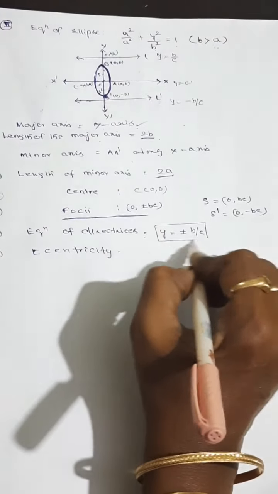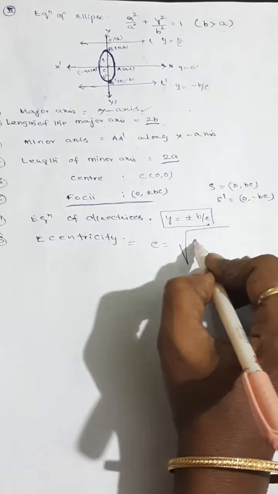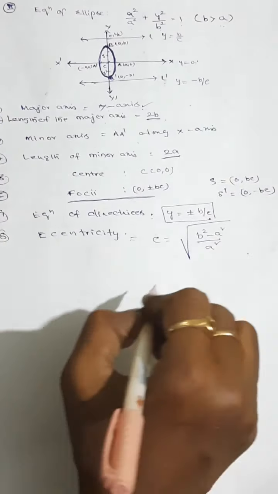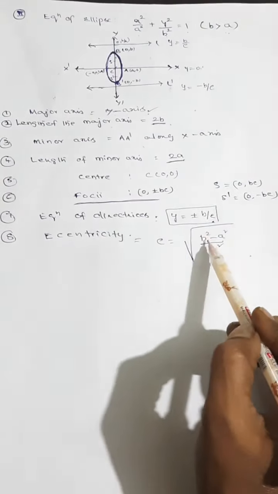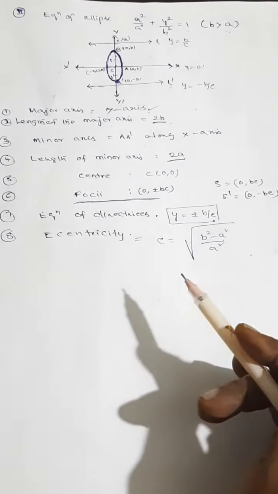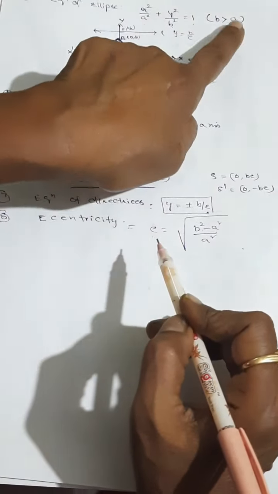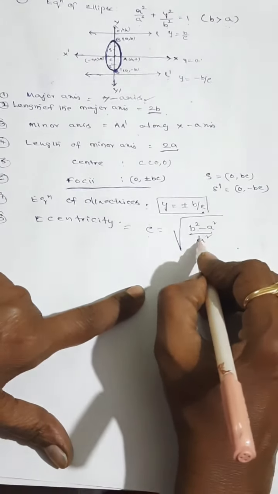Very important note: eccentricity e is equal to the square root of (b square minus a square) by a square. In the first one, a is greater than b. In an ellipse, the eccentricity is the square root of (a square minus b square) by a square. Here, if b is greater than a, the eccentricity is the square root of (b square minus a square) by b square.